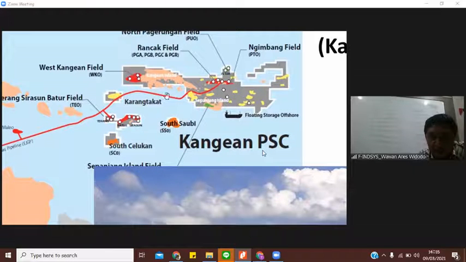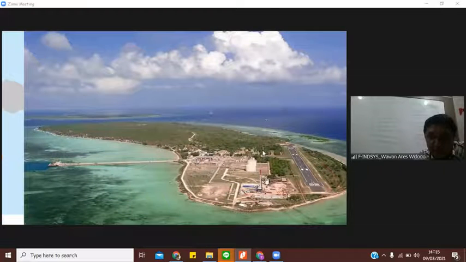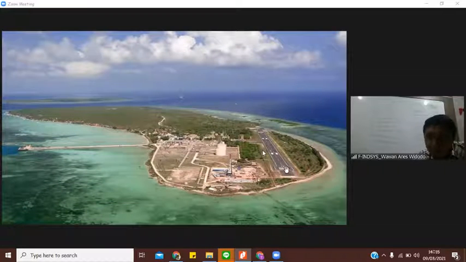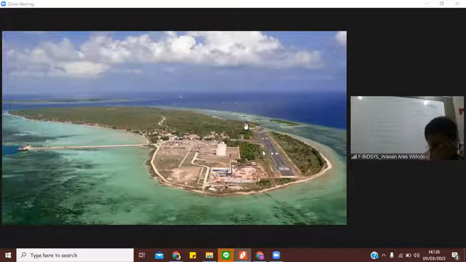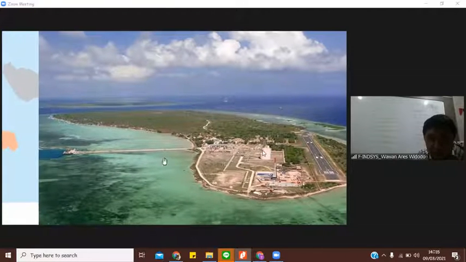This is the island. The picture of this island. This is the airport, the airport in this island. So this is the gas plant. Yeah, the well, or sumur, yeah, sumur gas. The gas well or oil gas. Gas well. Okay, gas well. And then the pipe.